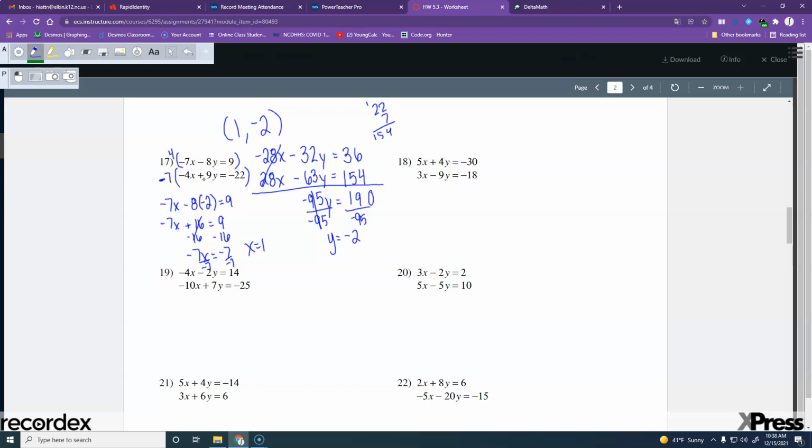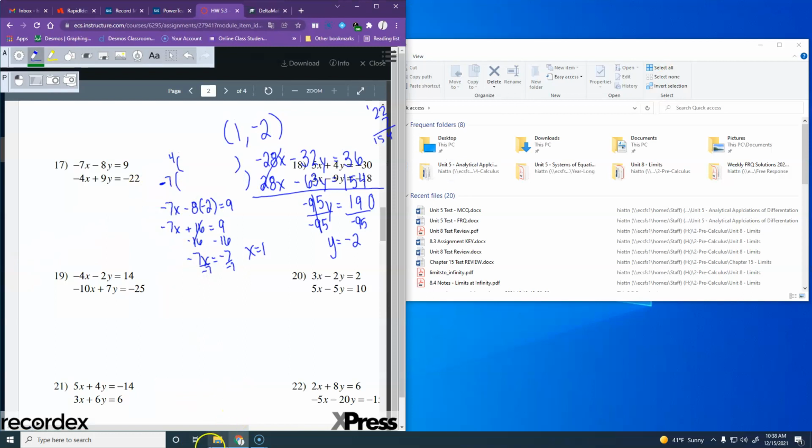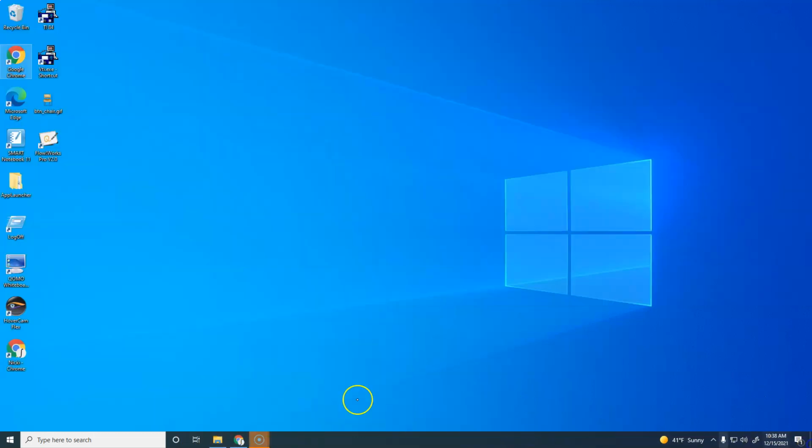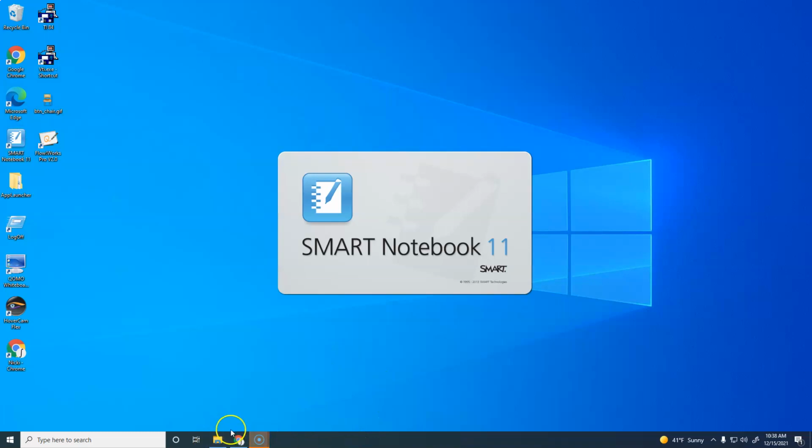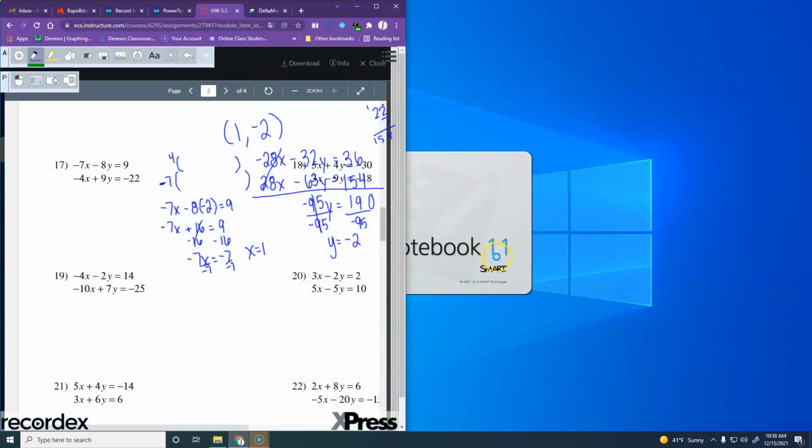Okay? All right, I'm going to open up the Smart Notebook so I can write a little bit bigger for my visually challenged. It seems to be more and more kids.